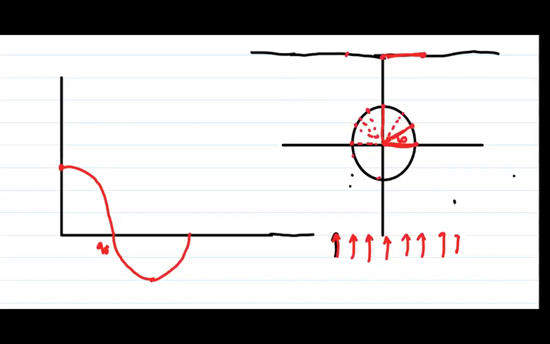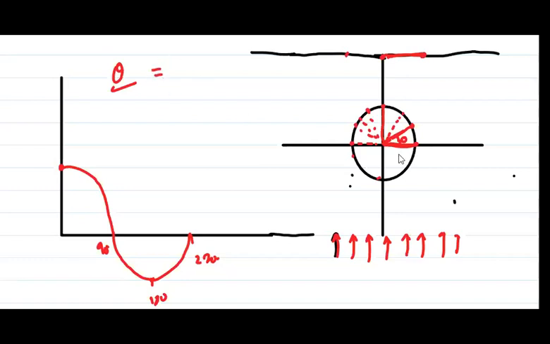Right? Got it. So I can say this angle, when you talk about 90 degrees, 180 degrees, or 270 degrees, this is an angle, but this angle is changing with respect to time.